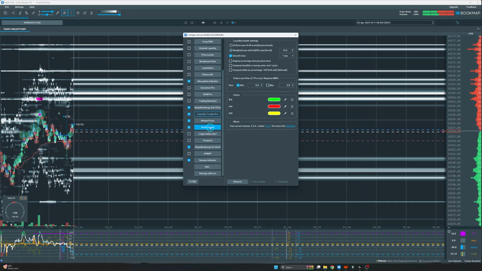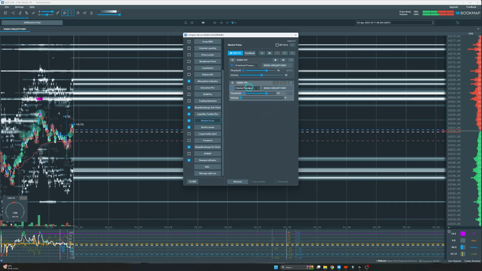Then we have Scott zones. Okay, so let's go with the market pools. The only thing that I use for market pools is the volume pressure imbalance. Threshold 70. Volume is actually 100, but I'll show you right here when I click on the widget. So we see the settings there.